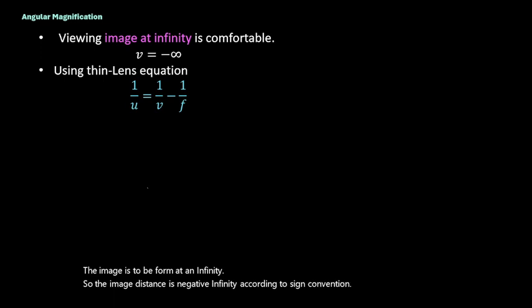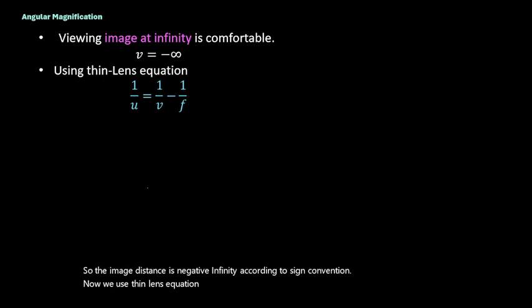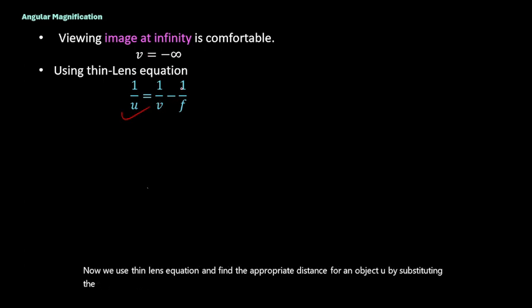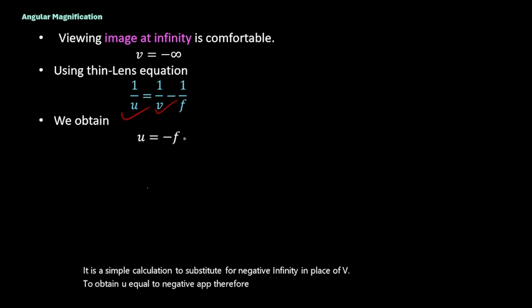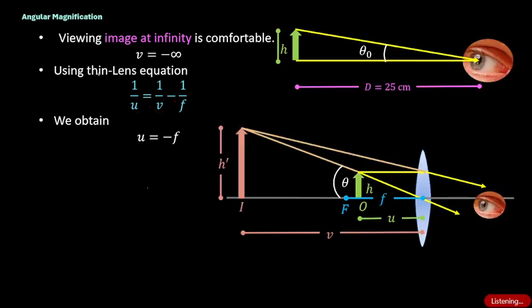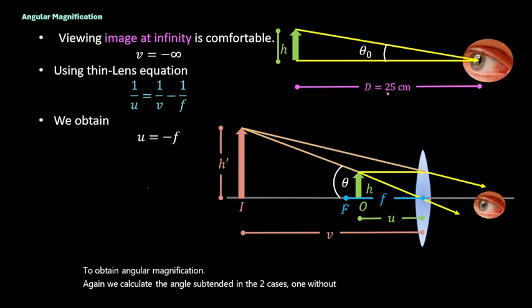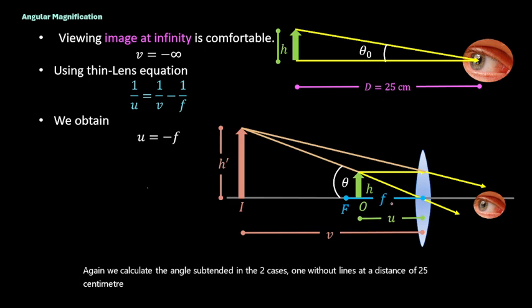Now we use the thin lens equation and find the appropriate distance for an object u by substituting the image distance of negative infinity. It is a simple calculation to substitute negative infinity in place of v to obtain u equal to negative f, the focal length. To obtain angular magnification, again we calculate the angle subtended in the two cases, one without lens at a distance of 25 centimeter, another with lens.